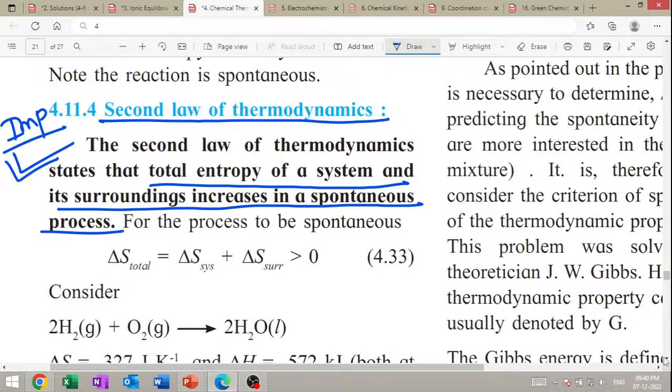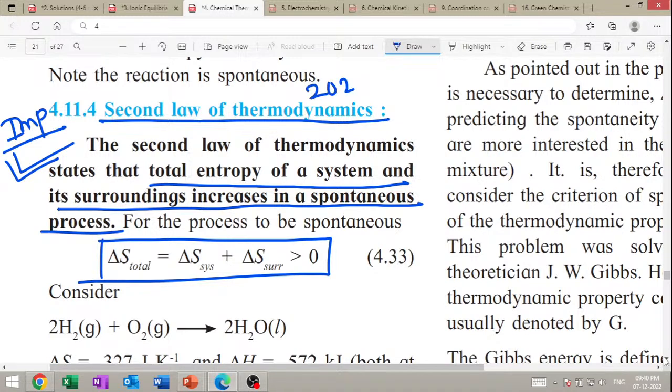Total entropy of the system. Also write this. So note this mathematically too: delta S total is equal to delta S system plus delta S surrounding, greater than 0. So the total entropy of system and its surrounding increases in a spontaneous process. The change in entropy of system plus change in entropy of surrounding, that is entropy total, is always greater than 0. This is a very important statement. So note this question, 2023.